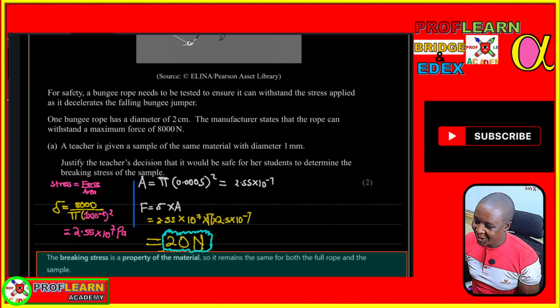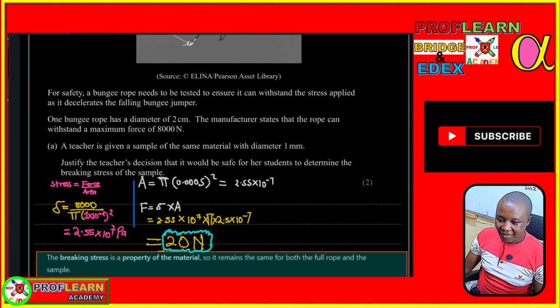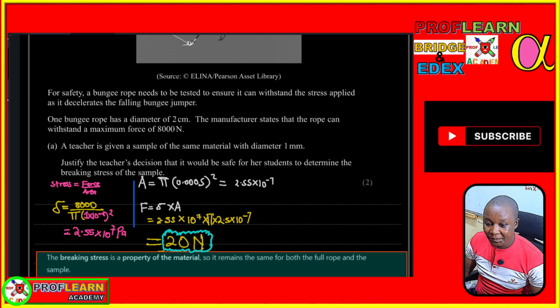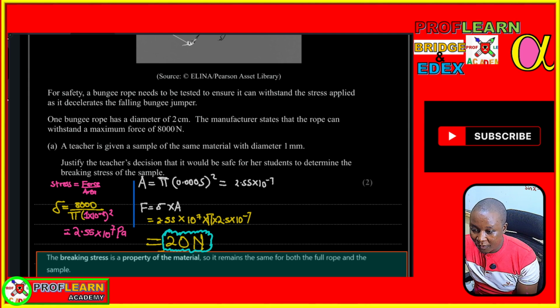On that regard, the teacher, Mr. Nick, was given a sample of a diameter of 1 millimeter. Justify the teacher's decision that it could be safe. So the teacher is given a sample of the material with a diameter of 1 millimeter, and we are supposed to justify the teacher's decision that it will be safe for her students to determine the breaking stress of the sample. Remember, the breaking force is a property of a material.